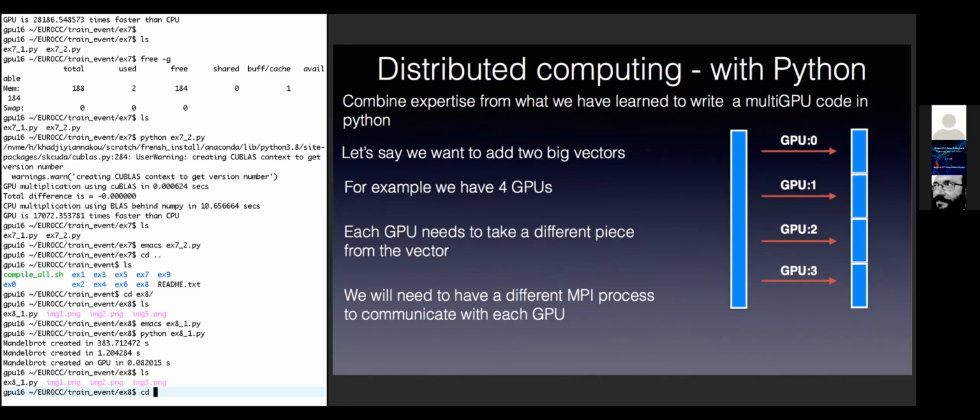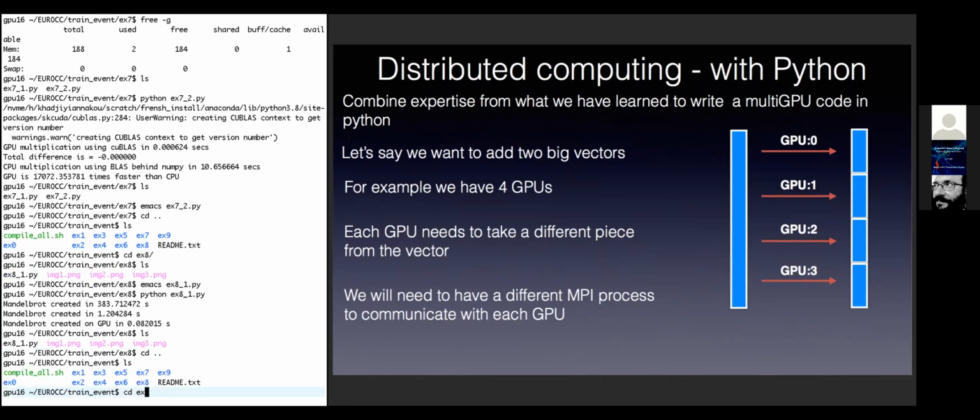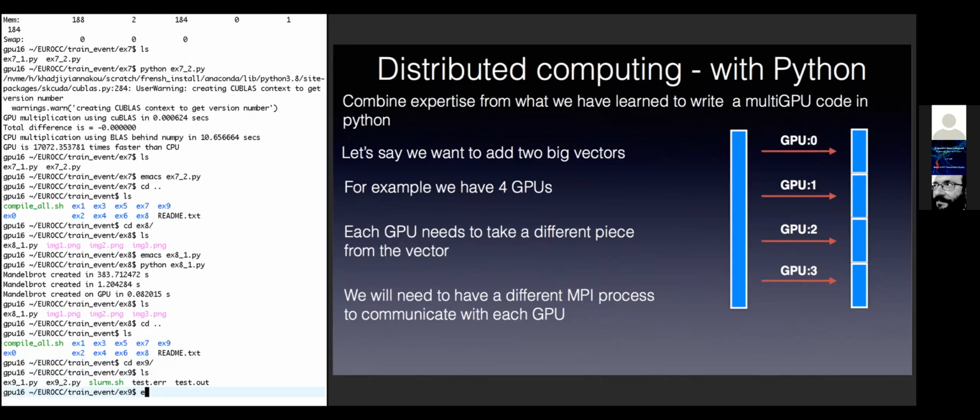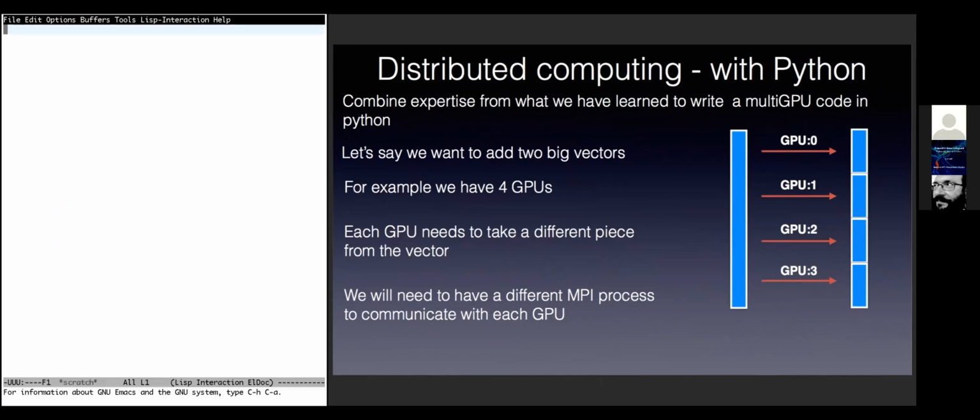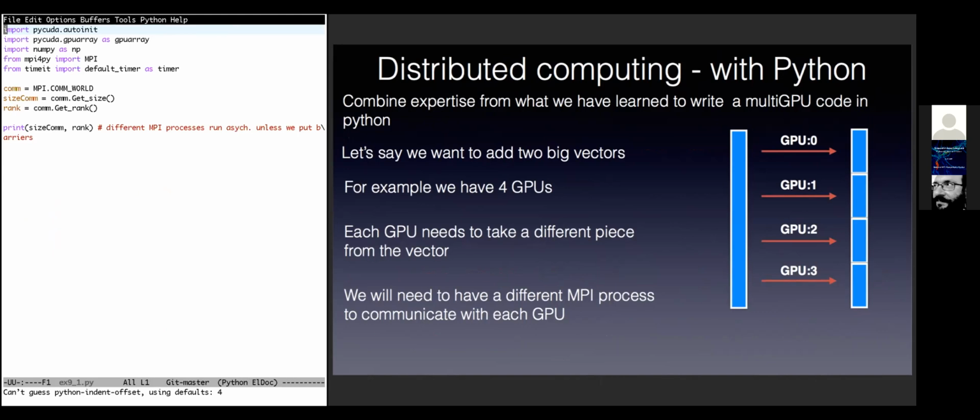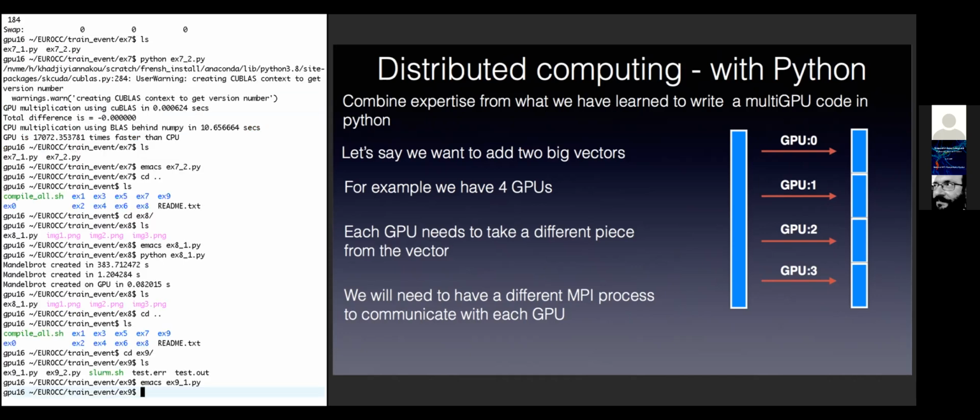This is in the last folder I have here. I think this was just a simple test, yes, just a simple test to see how this MPI works. I just put that I have the world communicator, I get the size and the rank, and I print it.